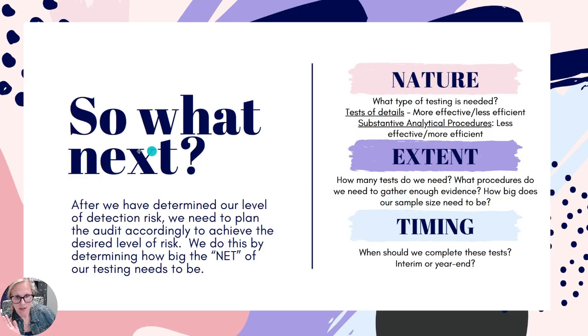So what comes next? We have something called our NET of testing. NET stands for nature, extent, and timing. Depending on where we have determined that DR, or detection risk, is going to be, how much risk we are willing to take, and how much work we need to do based on what's going on within the client, that's going to help drive the nature, extent, and timing of the audit tests that we put together when we're doing our audit plan. So what do I mean by nature, extent, and timing?